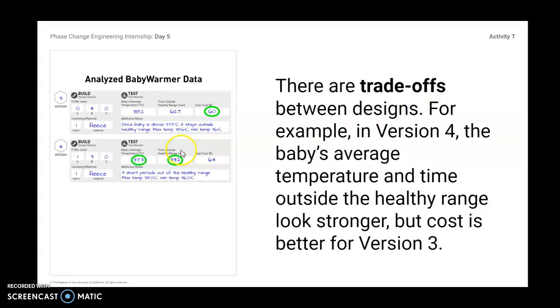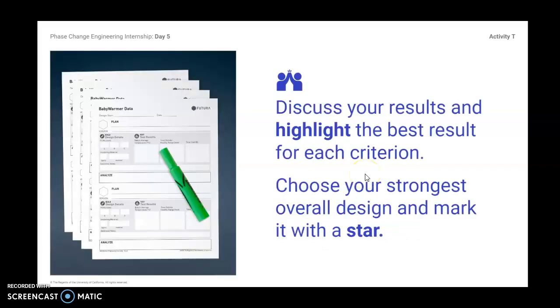For example, in version 4, the baby's average temperature and the time outside of the healthy range looks stronger, but version 3 has a better cost. So that's a trade-off. If you want to keep the temperature, you're just going to have to trade for one thing or another. So now discuss your results and highlight the best result for each criteria and choose your strongest overall design and mark it with a star.